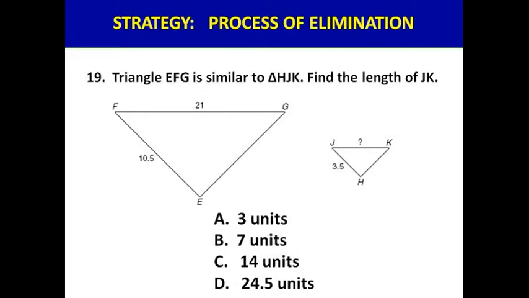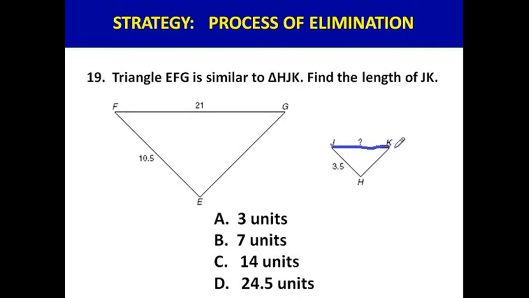Alrighty. Let me grab myself a pen here, and I want to make it bigger and I want to make it blue. Okay. This strategy, process of elimination, here's the first question. Triangle EFG, this one here, EFG, is similar to triangle HJK. It says find the length of JK. JK is this length right across here.